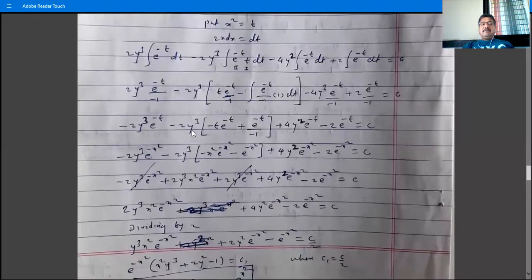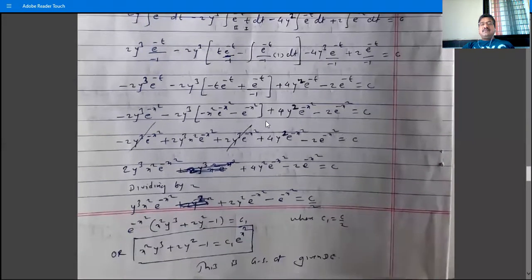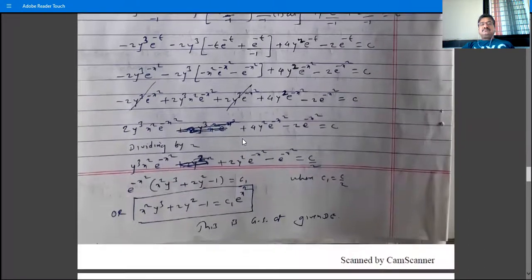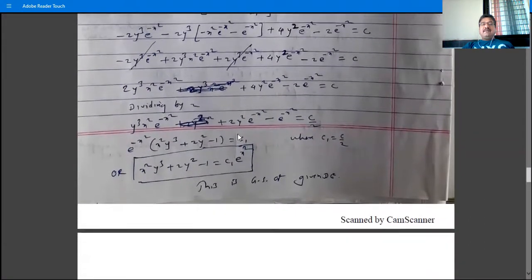And then in simplification, minus minus becomes plus, and integration of e raised to minus t is again e raised to minus t divided by minus 1. So the remaining quantity, then manage these constants, then we have this. Substitute t as x square, and then this term gets cancelled. After simplification we have this, dividing by 2 we have this answer, so this answer is correct now.